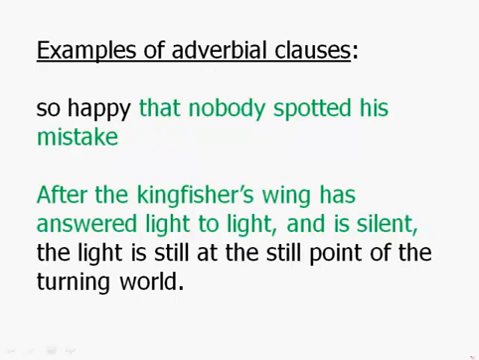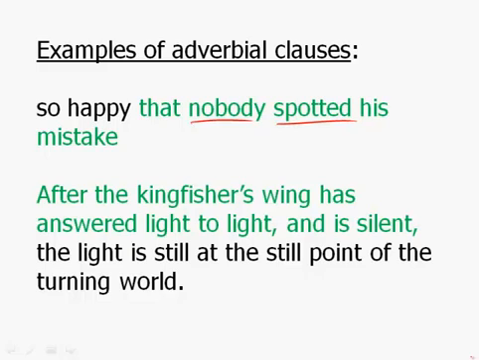Here are some examples of adverbial clauses. Again, a clause has to have a noun and a verb. So clause, noun, nobody, spotted, verb. So happy that nobody spotted his mistake. It describes how happy he was. The second one is a rather long adverbial clause.